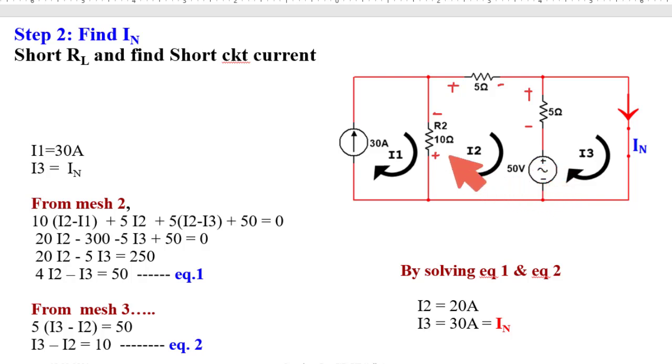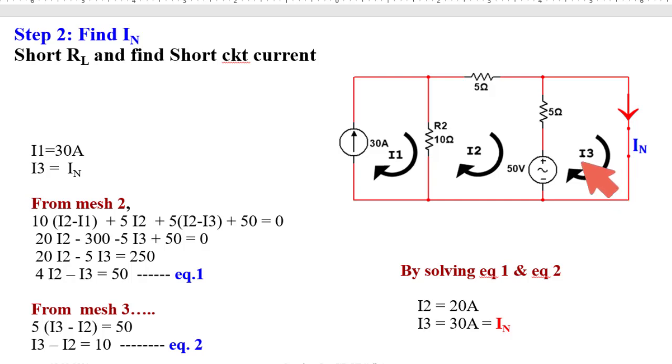So the source voltage and the voltage drops all are in the same direction. So summation of these 4 will be equal to 0. So this is the equation I got from this loop. After simplifying this, I got 4 of I2 minus I3 is equal to 50. This is equation number 1.